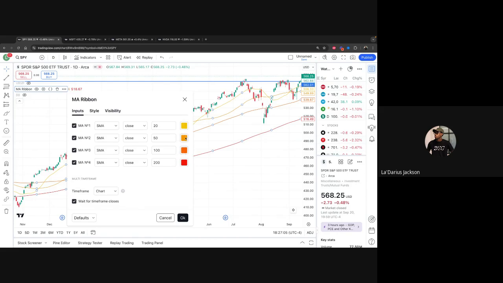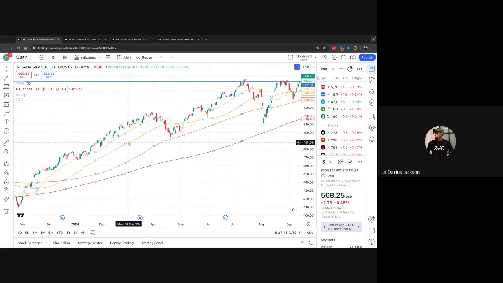But if you want to go ahead and separate your moving averages based on color, go ahead. Just make sure you know where that 20 MA is at. And again, you want the 20 MA on top of everything as your driving line.